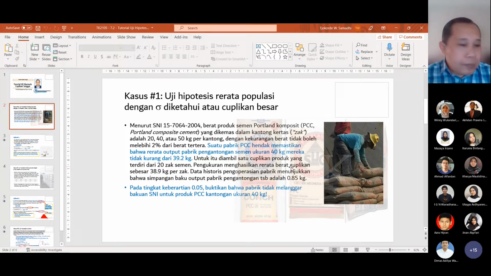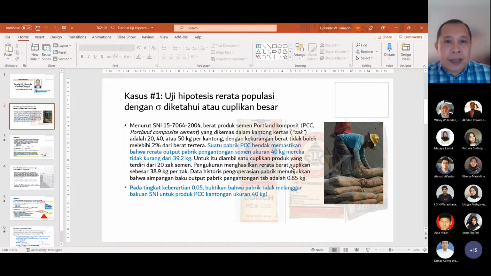Okay, so let's start. So just to give you a little bit of a background to make the story more lively. According to SNI, Standar Nasional Indonesia, okay, this is an industrial standard that governs various types of industrial products. For example, in our case here, this SNI 15-7064-2004 governs the quality standards for Portland Composite Cement, or PCC. So PCC is one type of Portland cement that is widely used for various civil constructions, okay, for your homes, for roads, bridges, and so on. Okay.